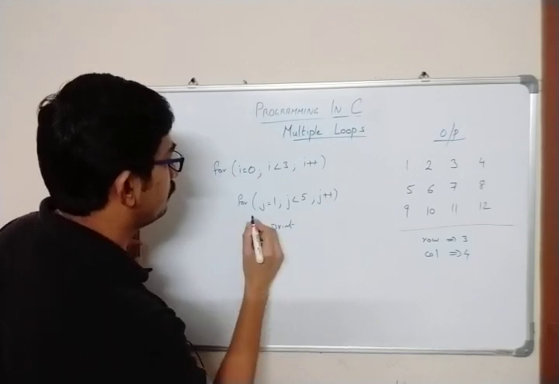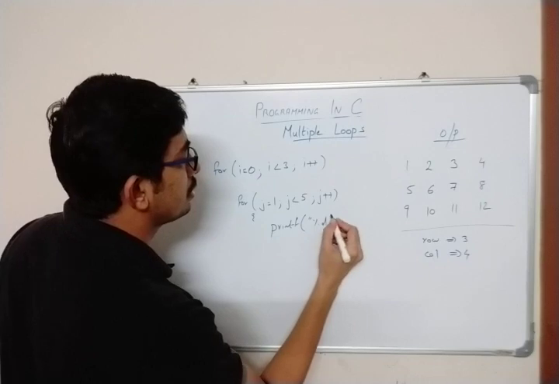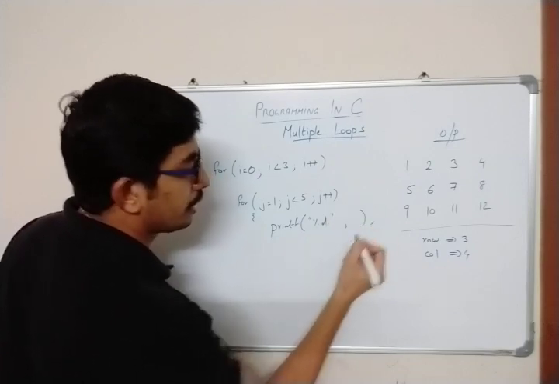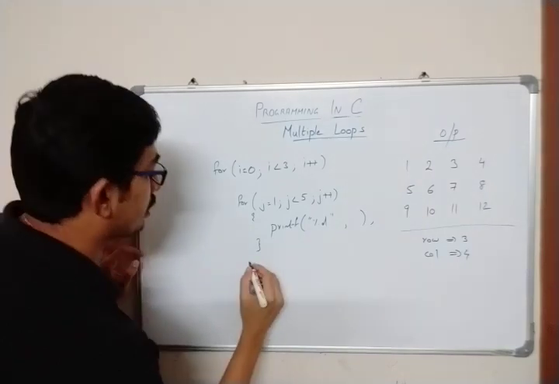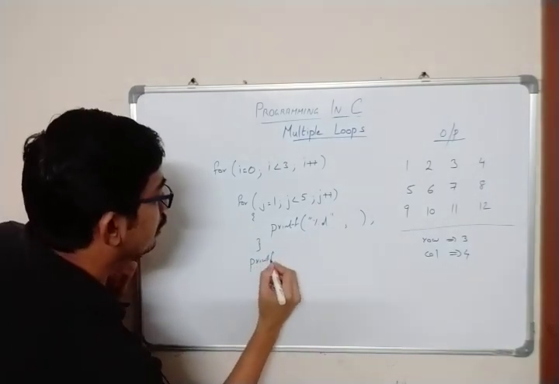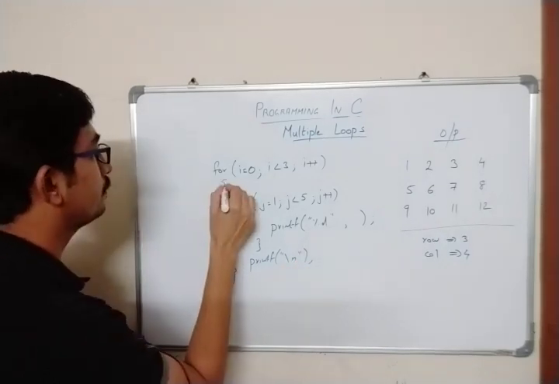So print %d, you are going to display some variable, and after that you have to go to the next line. So printf \n. So this much is clear.